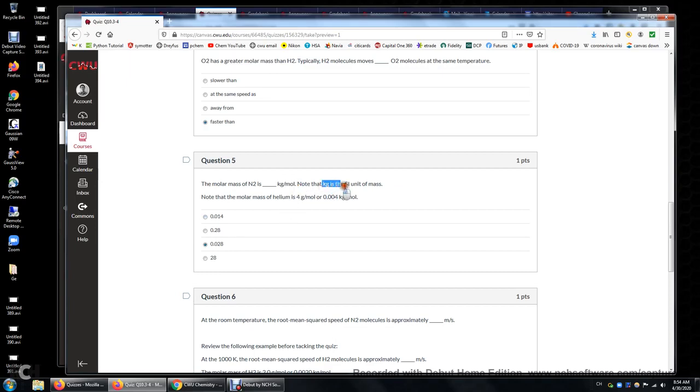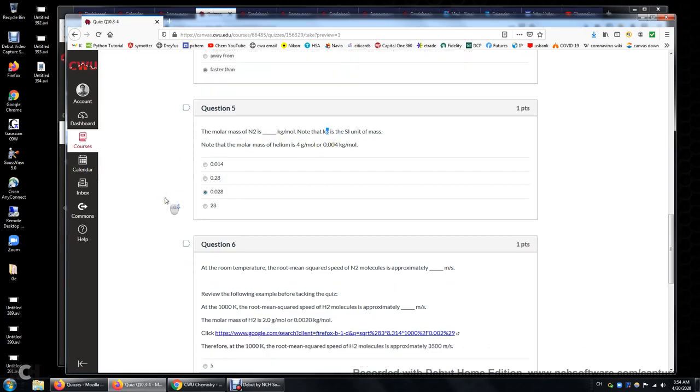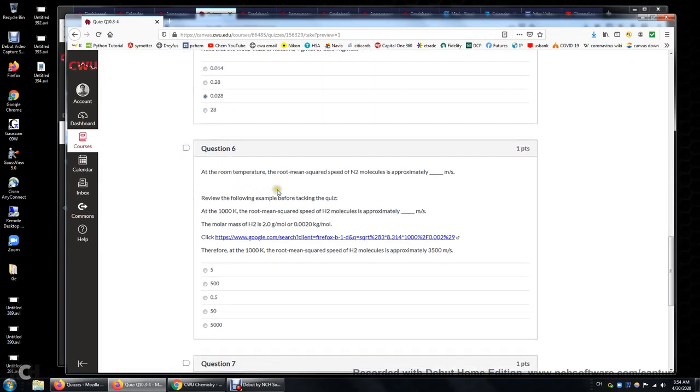Kilogram is the SI unit of mass. Very often students use grams as the SI unit of mass. That's wrong. At room temperature, the root mean squared speed of N2 is roughly how many meters per second? You just need to do the square root of 3RT over the molar mass. That's it. So 3 times R times temperature over the molar mass.